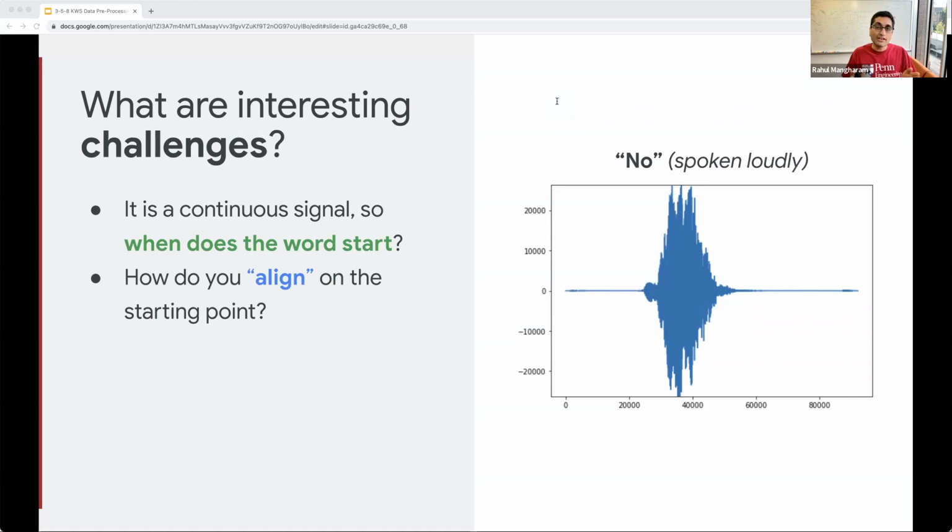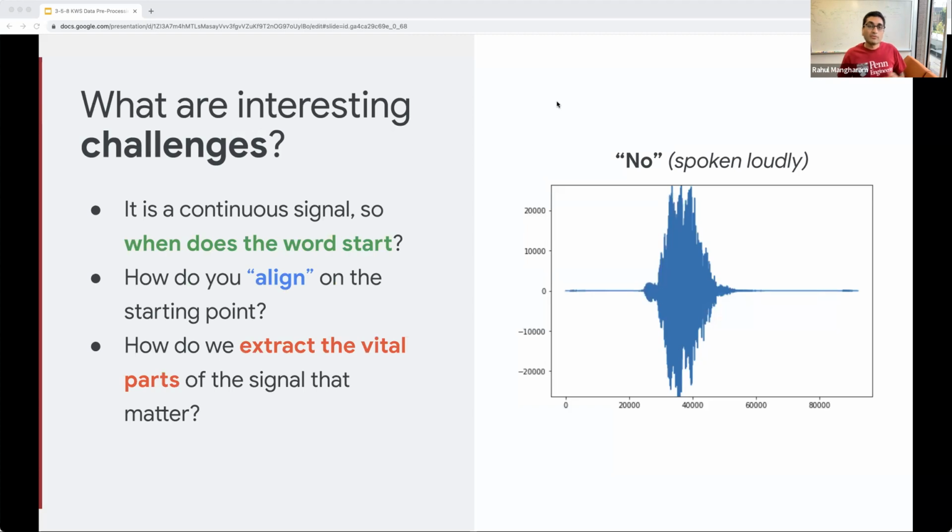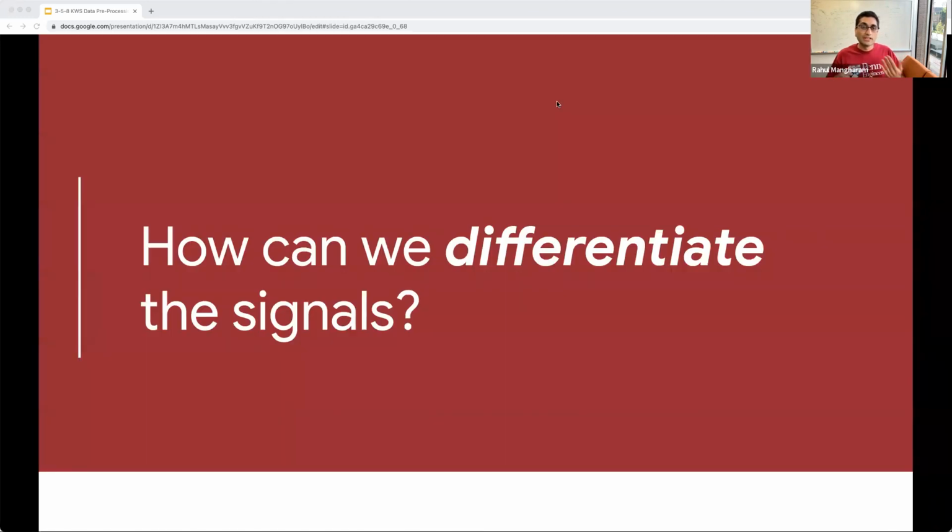So you've got to align or extract the critical part of the signal that actually corresponds, in order for us to figure out whether it's a yes or a no or any other word. We need to figure out how to actually extract the aligned part of the signal and extract the critical features that are hidden in there. So let's step through those things next. Specifically, how can we differentiate the uniqueness in these signals?